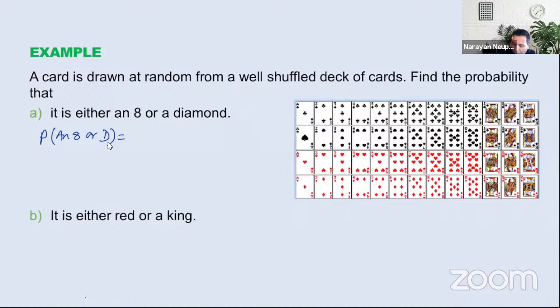So we use the proper formula here. It is the probability of getting an 8 plus the probability of getting a diamond. Now we subtract the common part: minus the probability that it is an 8.